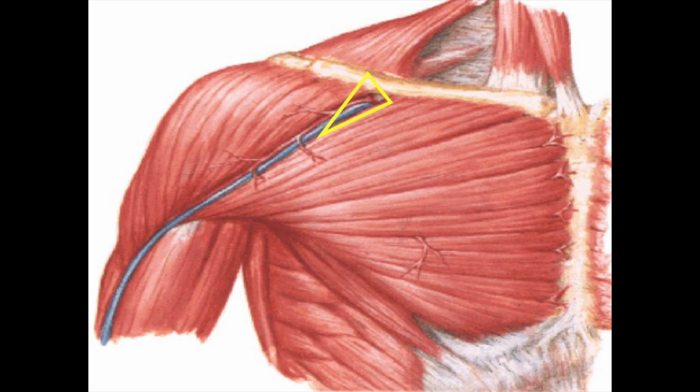One of the important structures that passes in the deltopectoral groove is the cephalic vein. And along with that, it's the deltoid branch of thoracoacromial artery, which runs with the cephalic vein in the deltopectoral groove. And don't forget the third thing there, and that is the lymphatics from the thumb and its web.